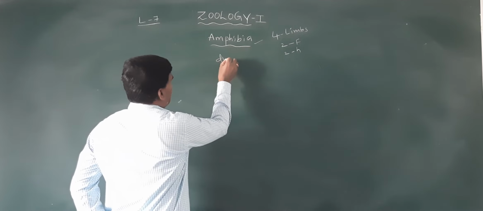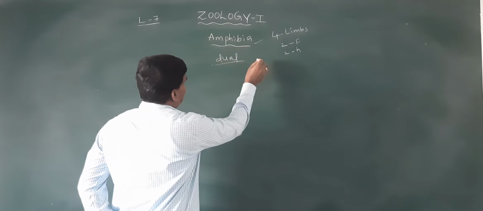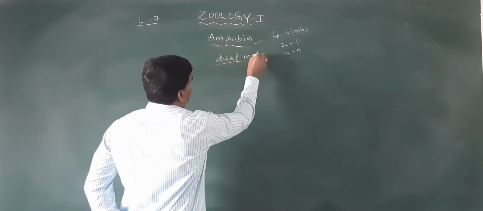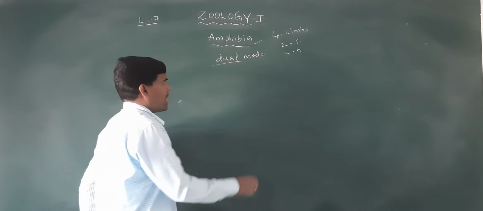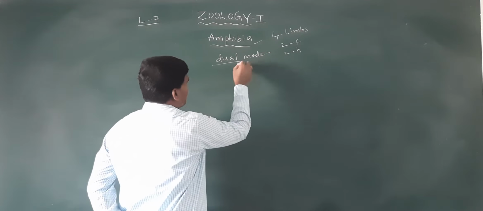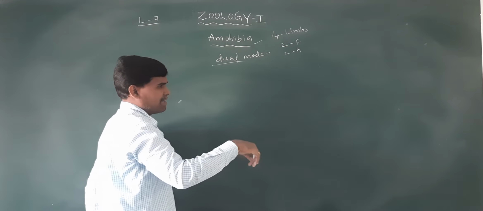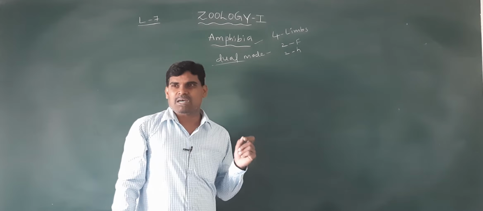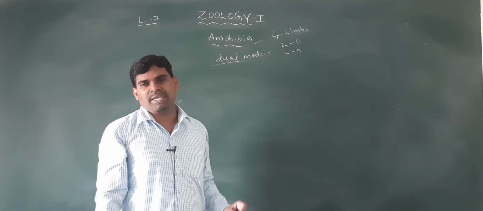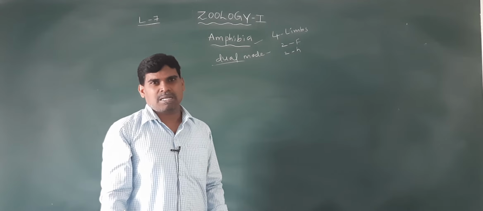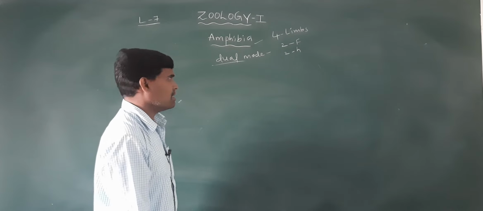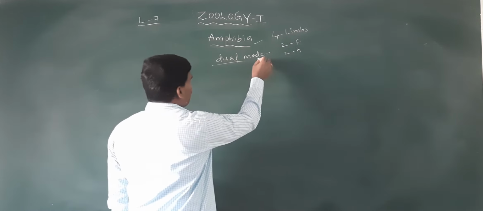Amphibians have a dual mode of life because they were the first to come out onto the land. Almost all types of fishes live completely in aquatic environments, but amphibians come out onto the land, hence the name dual mode of life.